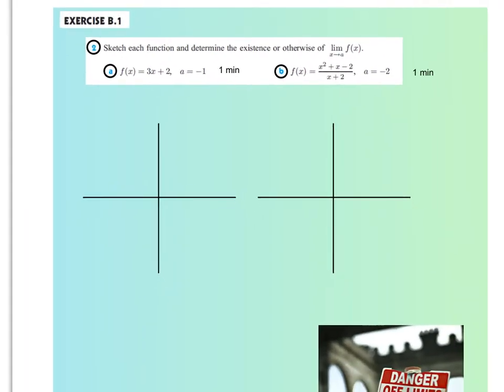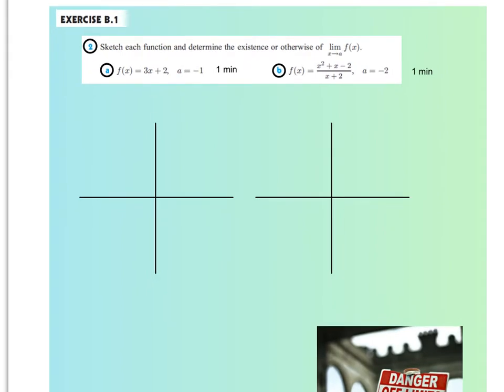Okay, first of all, let's do a couple of these exercises here. Sketch each function to determine the existence or otherwise of the limit of these functions. If you ever have a linear function or a polynomial in general, there will never be any issue with asymptotes or anything like that. Now in this case, where I have a rational function, there might be an asymptote or there might be a hole.